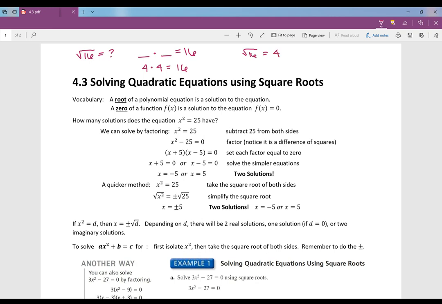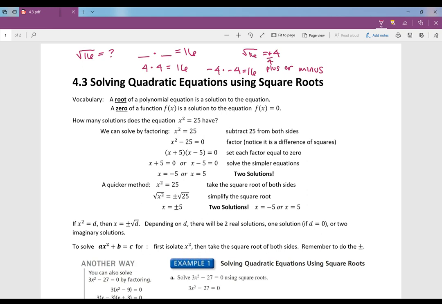Right, so the square root of 16 is 4. But there's actually another solution. We can also do negative 4 times negative 4, and that will get us 16. Right? A negative times a negative is a positive. So our answer for the square root of 16 is actually positive and negative 4. So to symbolize this, we have a plus or minus sign. Plus or minus is what we call this symbol. So it means the positive and negative.